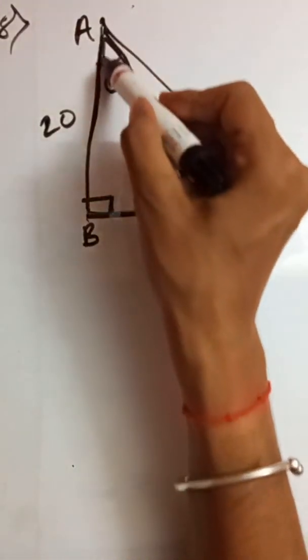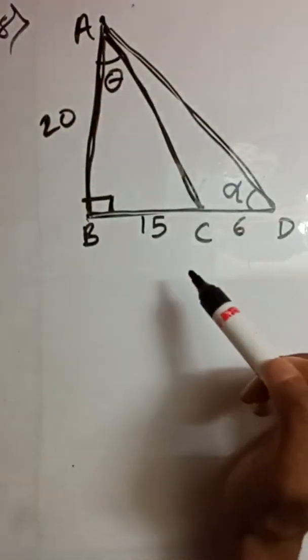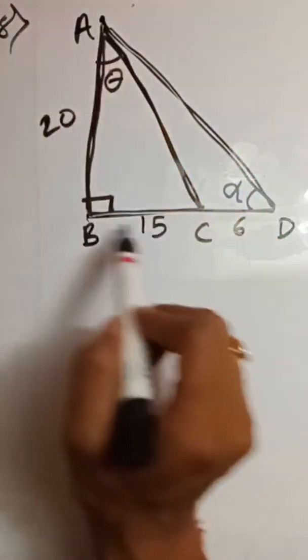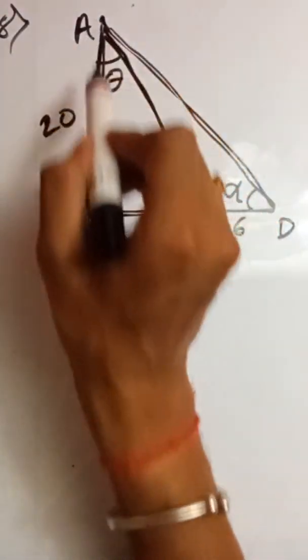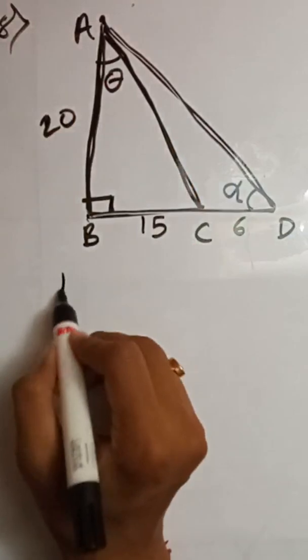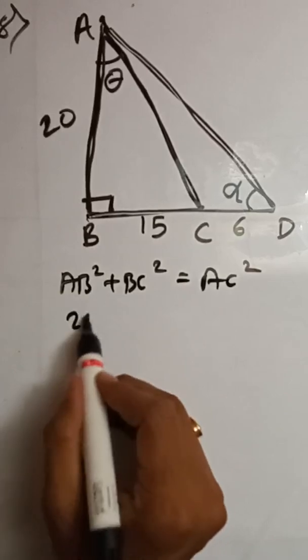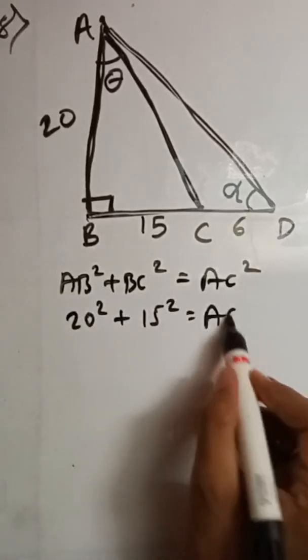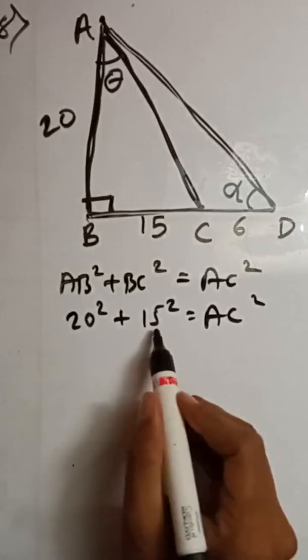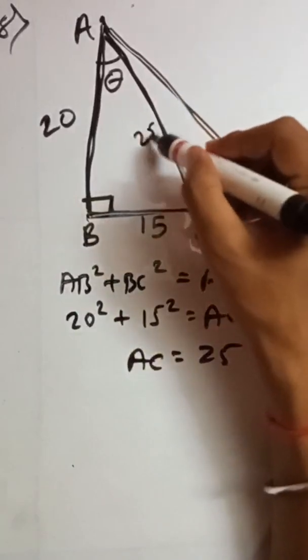What will the second triangle be? AB and this full D. This ABD full will be the second triangle. First triangle is ABC and second triangle is ABD full. In the first triangle, I'll apply Pythagoras and find AC first. AB square plus BC square equals AC square. Make the squares, add them, and you will get the value of AC as 25.